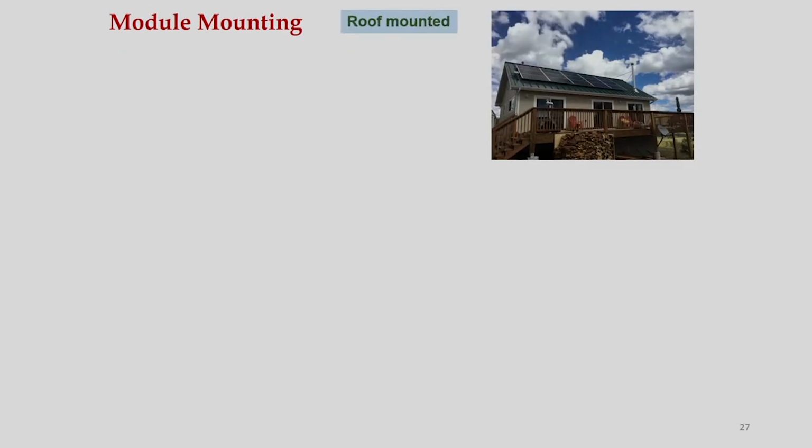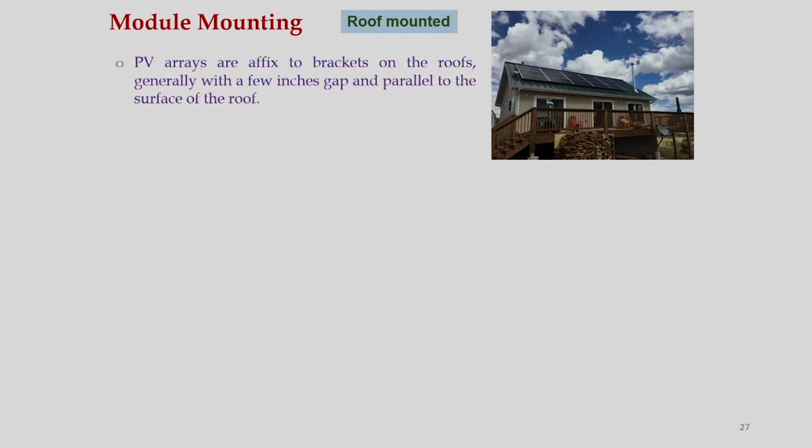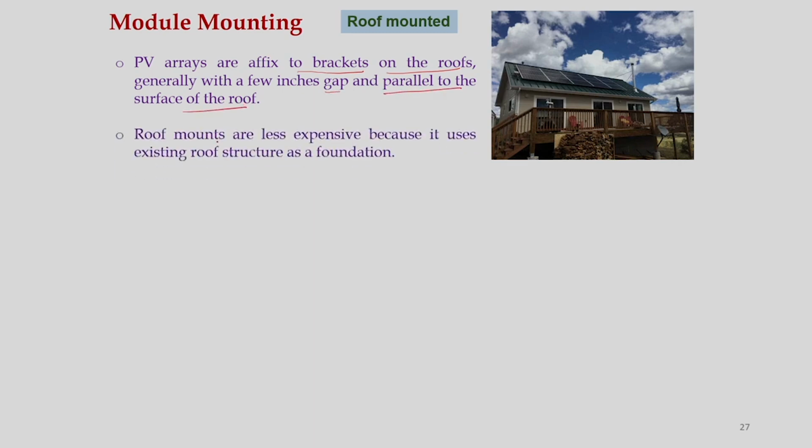In case of roof mounted, as you can see here, these are the modules and this is the roof, and these modules are installed parallel to this roof and there is a gap in between. These PV arrays are fixed to brackets on the roof, generally with a few inch gap and parallel to the surface of the roof. And these roof mounts are less expensive because they use the existing roof structure as a foundation. So, you do not have to build a structure to hold the entire PV system, right.